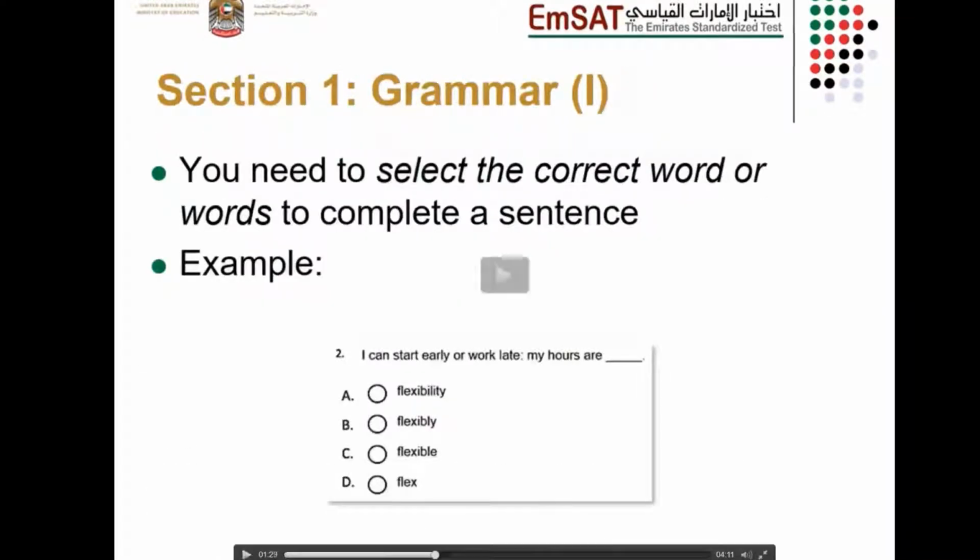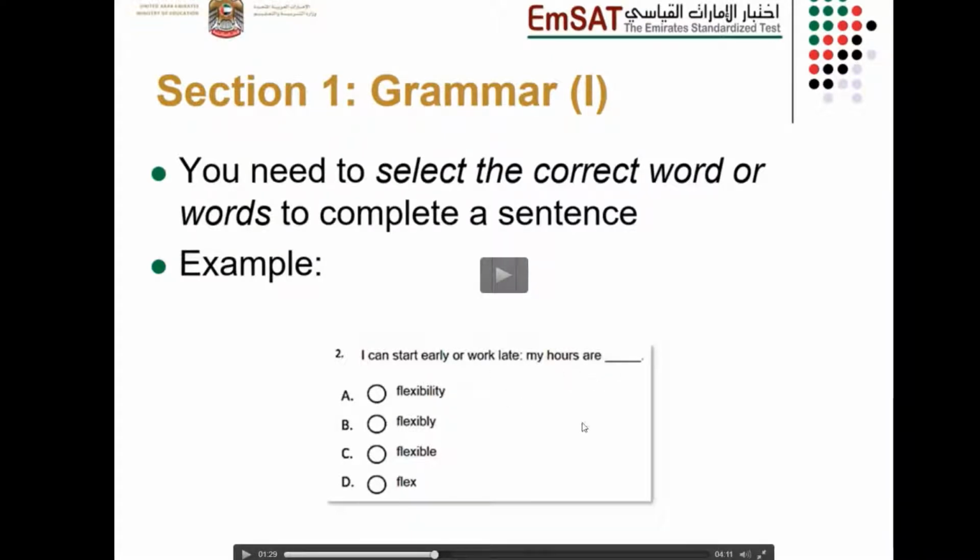For example, section 1, grammar. A question would be like this, Muhammad. You need to select the correct word or words to complete a sentence. Can you read the example, Muhammad? I can't start early or work late. My hours are... flexibility... C. Number C. I agree with you, that's C. Yes, C is correct. Why is C correct?